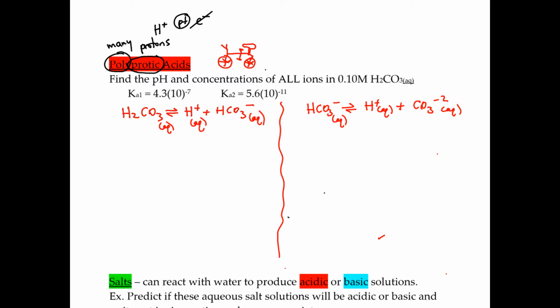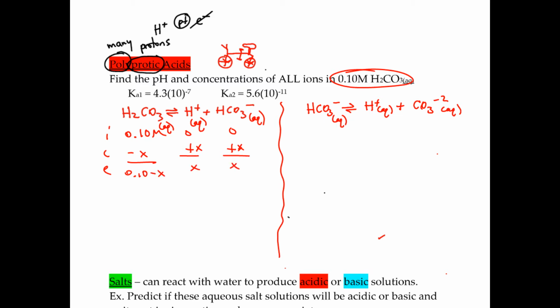So to take the first H, we know that this is a 0.1 molar concentration. So we write in our 0.1 over here, 0.1 molar. In our ice chart, this is going to be 0, 0, ice. So minus X, plus X, plus X, and you're going to get 0.1 minus X, X, and X. You're going to set that equal to Ka1. So 4.3 times 10 to the minus 7th equals X squared over 0.1 minus X.